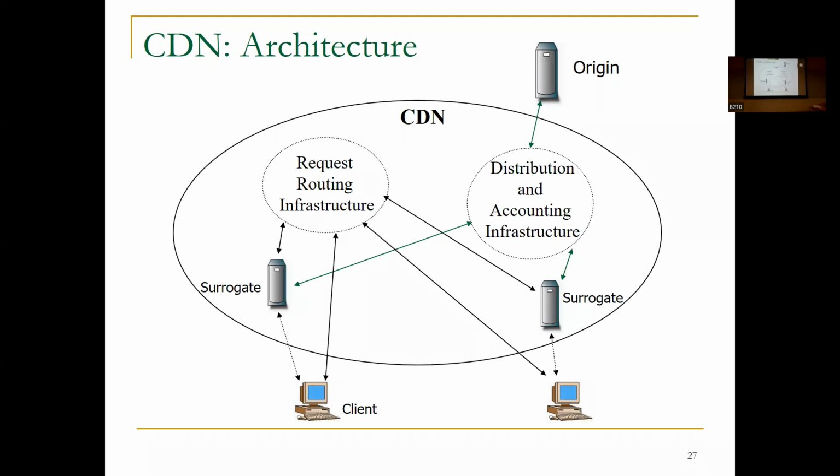One is the request routing infrastructure, that is, how the request is to be routed. If two surrogate servers are nearby, how will you find out which surrogate server will be best for any client? Then distribution: how are you going to distribute the entire data onto the servers? Are you going to make replicas of the actual copy, fully or partially? And then the accounting infrastructure, meaning how you are going to do the log management. All these issues should be taken care of when any CDN architecture is developed.